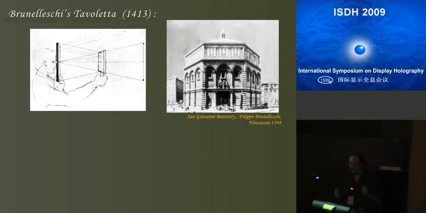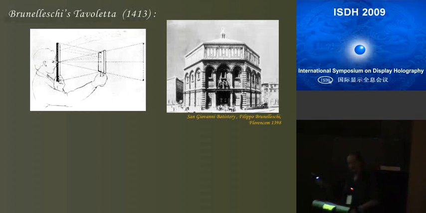He takes this little painting, pierces a hole at the vanishing point, and then takes a mirror, goes in front of this architecture, and tries to align the lines of his perspective drawing with the lines of the architecture. This experiment, we don't have the painting. It disappeared. The first time it was recollected was by his biographer 70 years later.